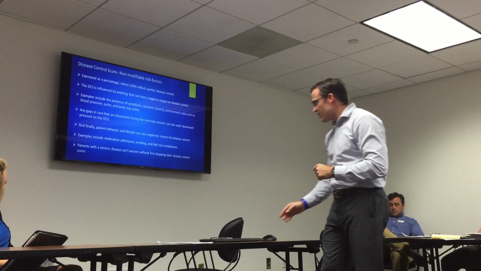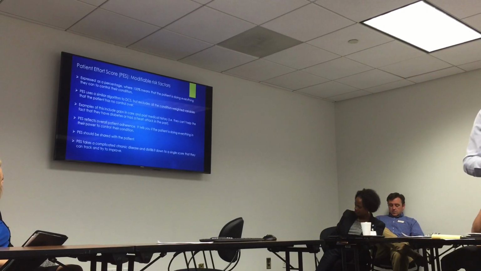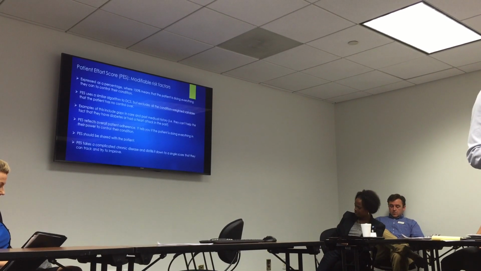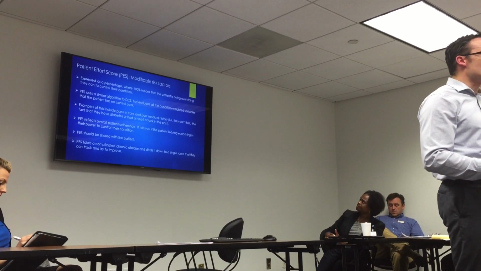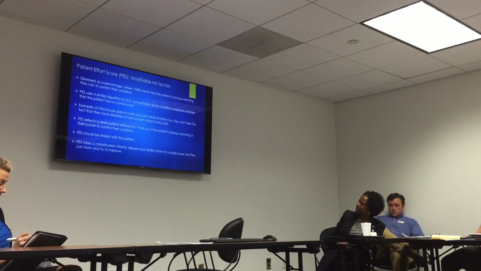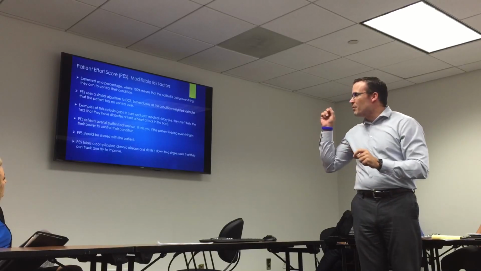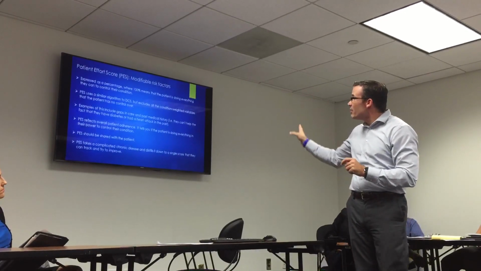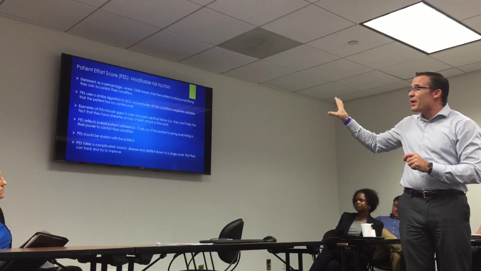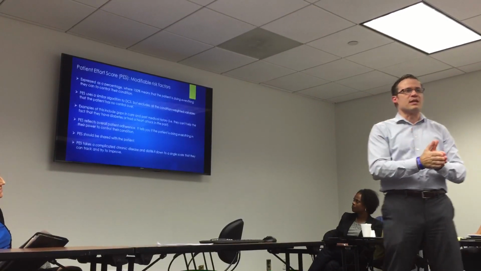Well, there's another side to this, and that is looking at the patient effort score, which is a modifiable risk factor. Now we've got two numbers here, folks, and I want you to remember these two numbers, because these two numbers are going to be how we communicate back and forth. You've got the disease control score, and then you have the patient effort score. As you can see, and I'm not going to read all this to you, it's basically what the patient can do to control the disease process.